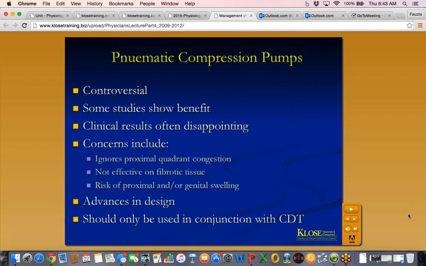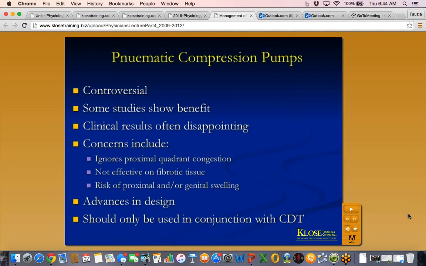We touched on this last time a little bit, pneumatic compression pumps. There's controversy about whether we should be using them or not. Some studies are showing a benefit with these pumps, but the clinical results are often disappointing. The concern is that it ignores the proximal congestion that you get from using these pumps. It's not very effective on fibrotic tissue, and there's the risk of genital swelling.